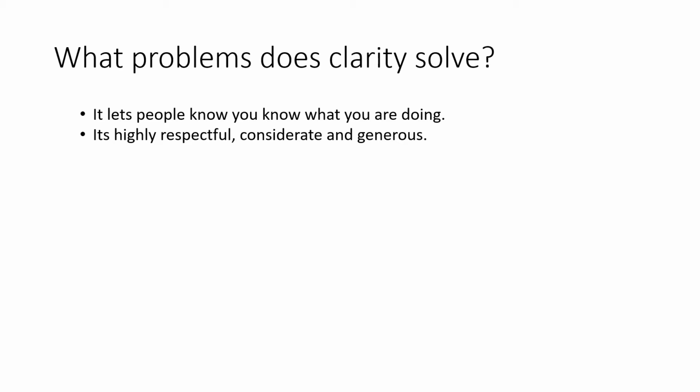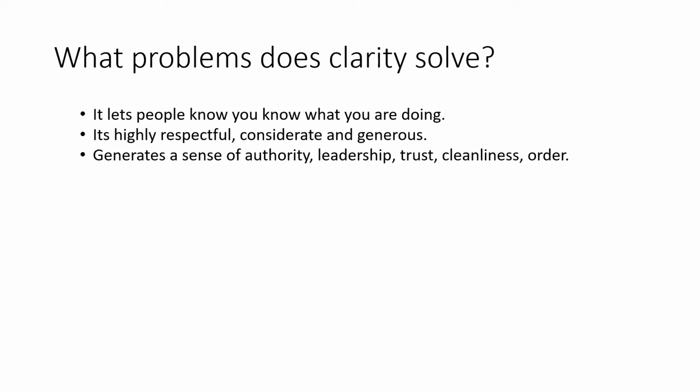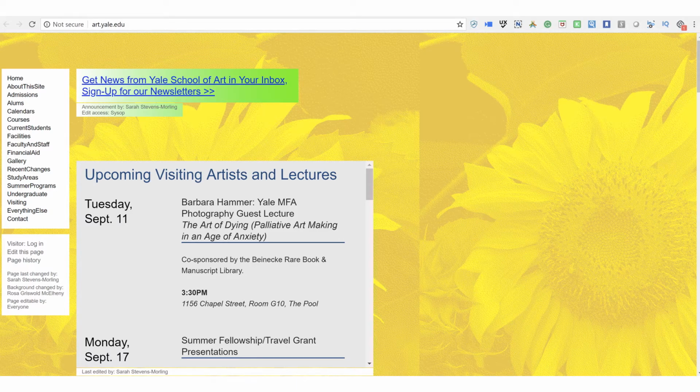99% of the time that people will be on the internet, they won't be on your site. They may want to be on some other site or have something else to do. So you want to get them on and off as quickly as possible. And clarity allows you to do that. You also don't want a lot of questions and ambiguity. So it generates a sense of authority, leadership, trust, cleanliness, order. It's the highest level of trust. If you're able to be clear, people have a sense that you know what you're talking about. Speed is also a problem that clarity solves, as we said, getting people on and off.